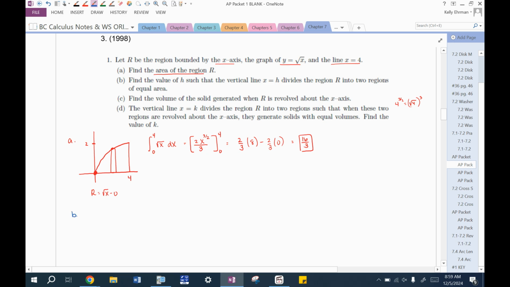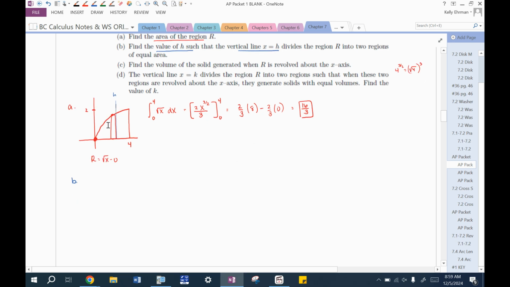Part B, find the value of h such that the vertical line x equals h divides the region R into two regions of equal area. So there's some h we can place in here where h makes the area on the left equal to the area on the right. Now, we did just find the entire area was 16/3. And you could either let your integral go from 0 to h or h to 4. It's always best to involve 0 in your calculations.